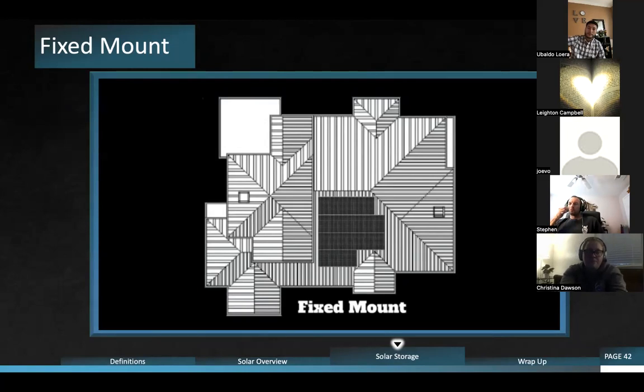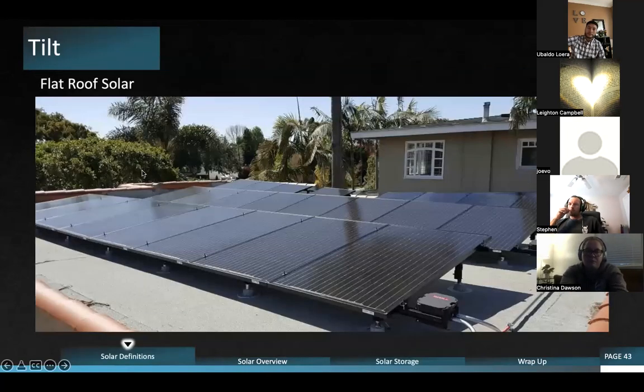The other one's going to be an open mount. Okay. And we use those on flat roof systems. We love flat roof systems.